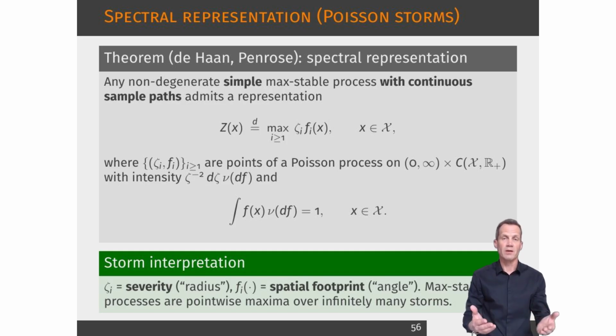For example, the footprint of a storm. The normalization condition ensures that the margins remain unit Fréchet at every point. The storm interpretation is the key message. A max-stable process is obtained by superposing infinitely many potential storms and keeping, at each location, the largest contribution. This representation is also useful for simulation and for building parametric models.